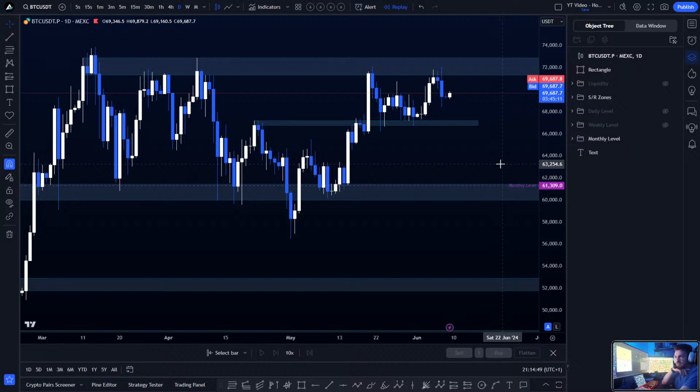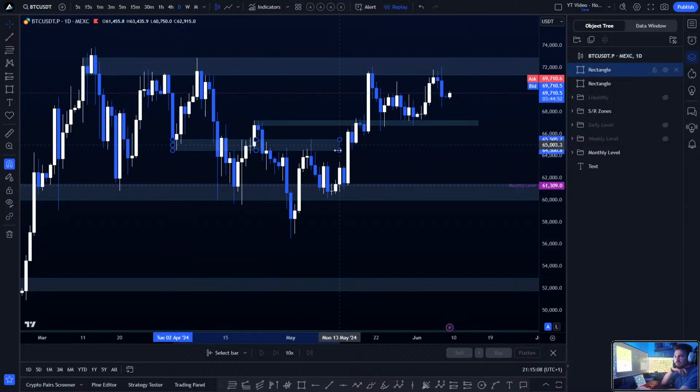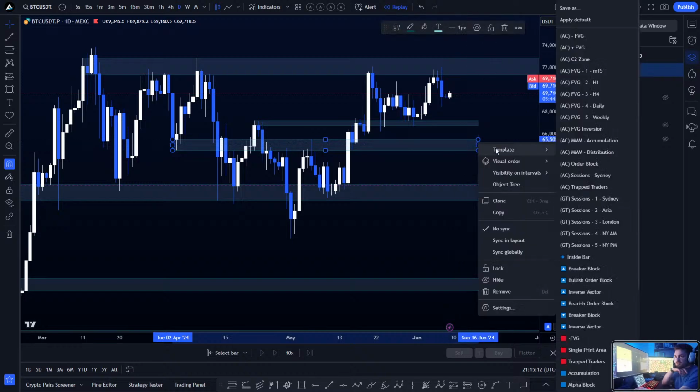Other than that, this one is already marked. I'm not gonna mark it again. Probably this one. Again, this is not tested. This is tested already, I know. But just look at it, right? Seems interesting.